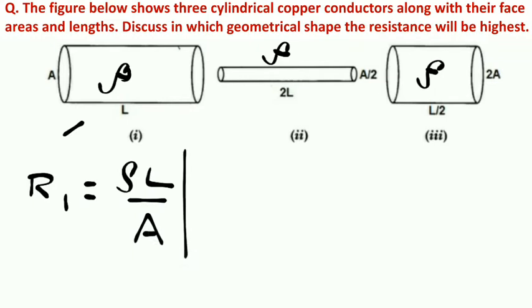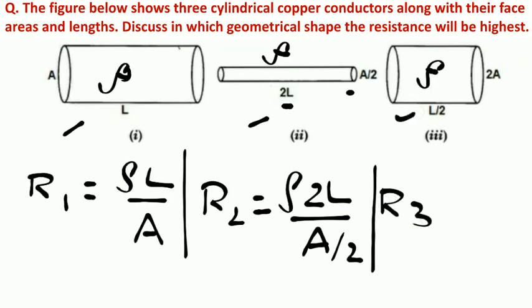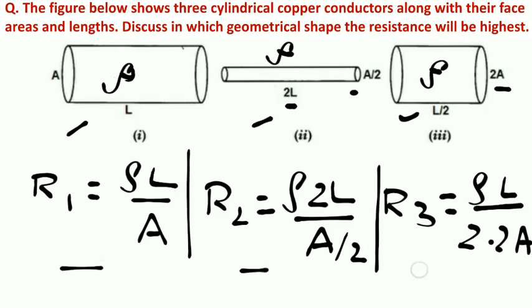And in this case, find R2. Here L is 2L, so it becomes rho into 2L upon A, and A in this case is A by 2. Now for R3, it is rho L, where the length is L by 2 and the area is 2A. So these are the values of the resistance in these three cylinders.